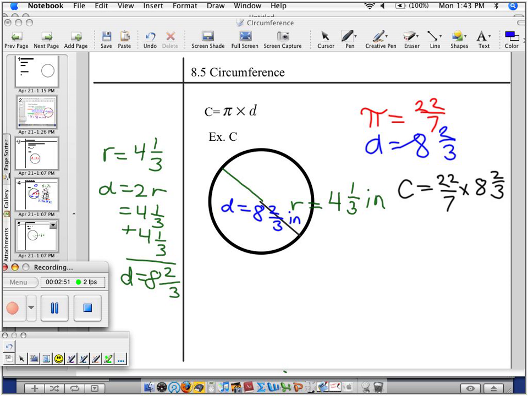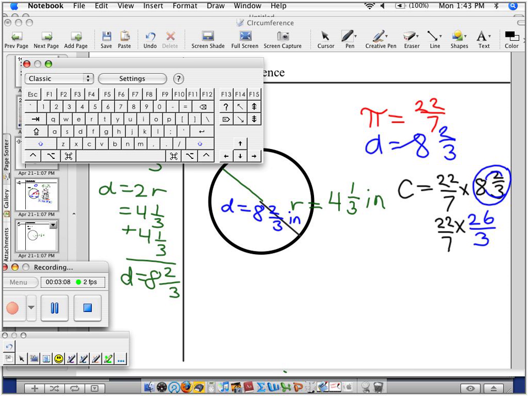This is what I'm suggesting. This needs to become, this is 24 plus 2, 26/3. Multiply that by 22/7. Friends, did I lose anyone? Alberto, where did you get lost?